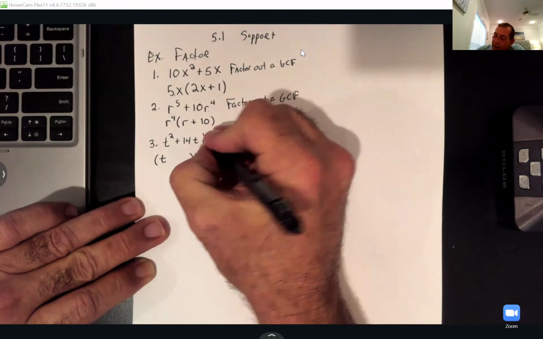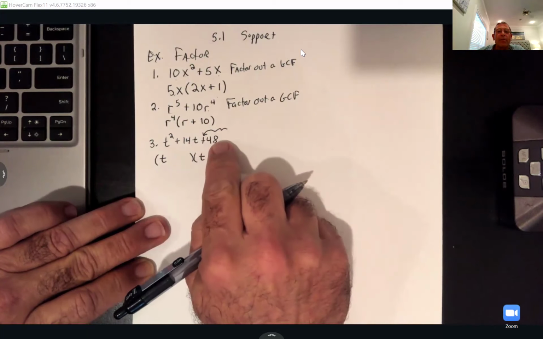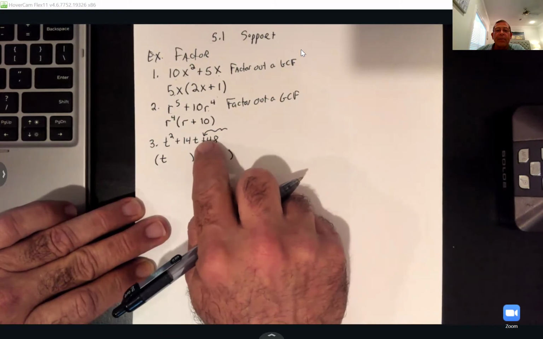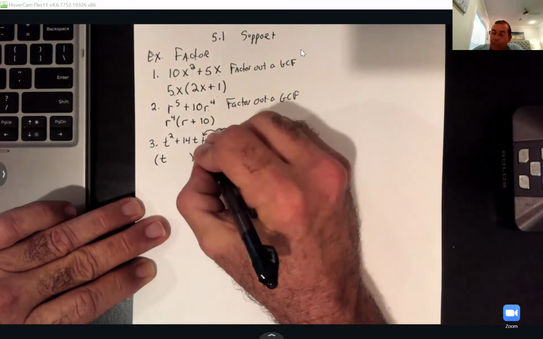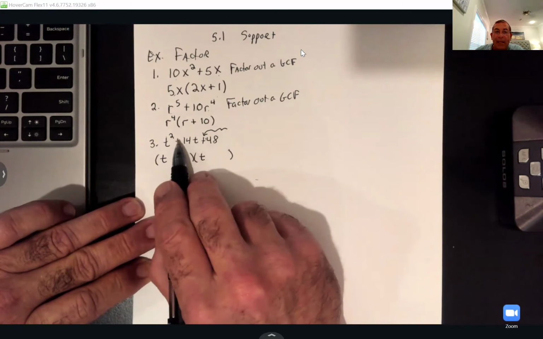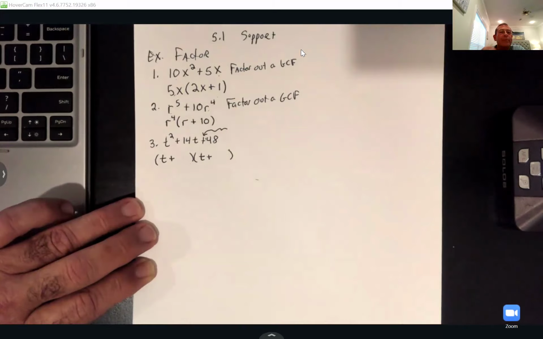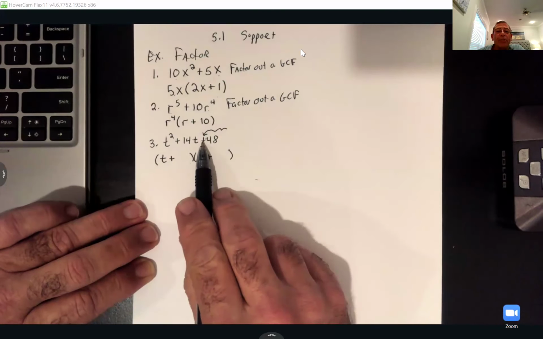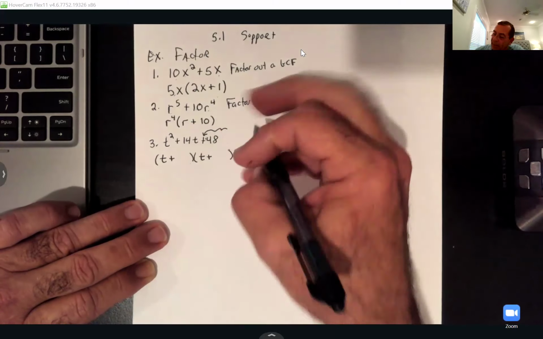Now, this plus sign in front of that 48 tells me 2 things. The first thing it tells me is my factors got like signs. So the plus means my factors got like signs, and they'll both be like the middle number. So they'll both be positive. Now, the plus also tells me to find factors of 48 that add to get 14.